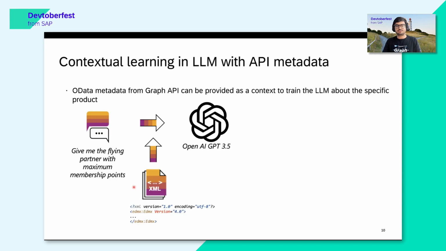Now what GPT 3.5 can come up with is a nice query saying, okay, you can execute this query to graph or to your API and get the result. So this is where contextual learning comes up. And then another question which comes up in my mind is, this can be done with any OData API or any API which has an OpenAPI JSON as well, because you can give an OpenAPI JSON file as well. So why graph?